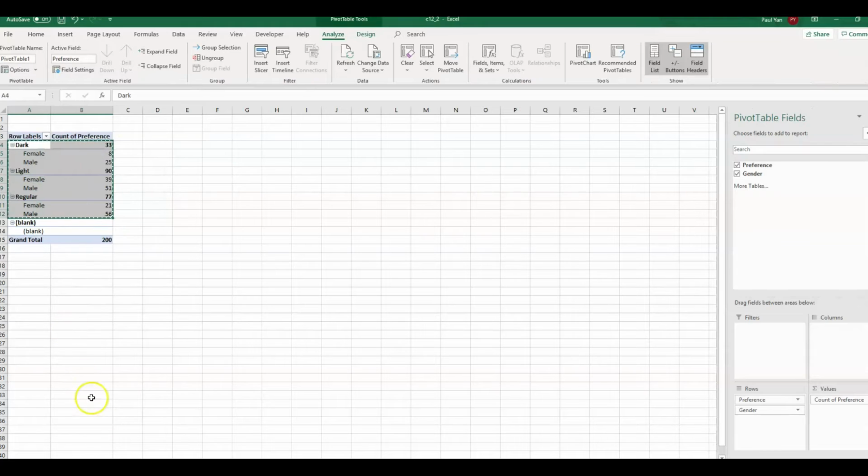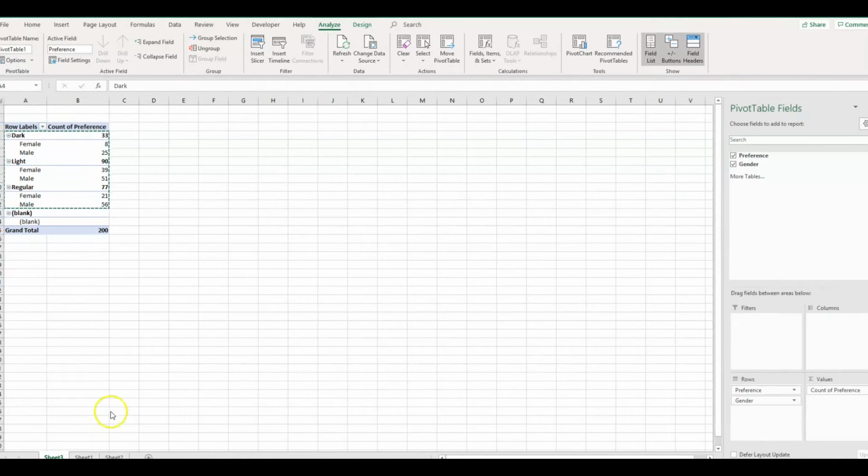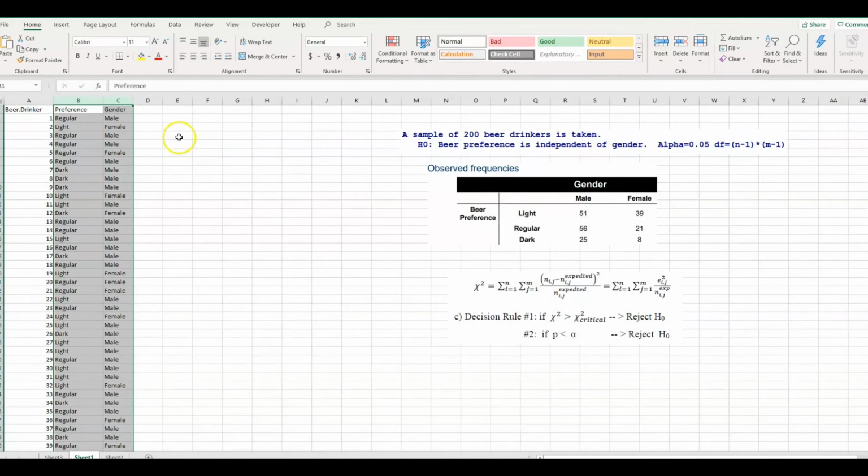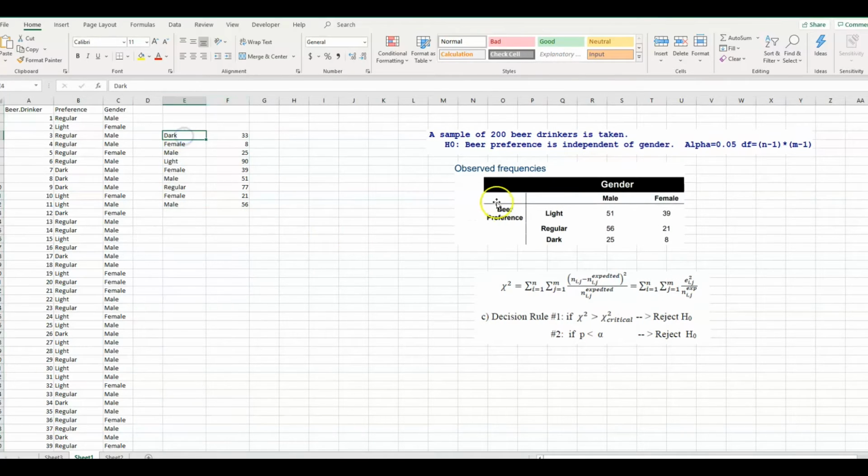We go back to our original sheet and paste it somewhere as value. I'm going to make it a little bit bigger. According to this, we have light, regular, and dark. For dark, we have male and female. So this is dark female, this is dark male.